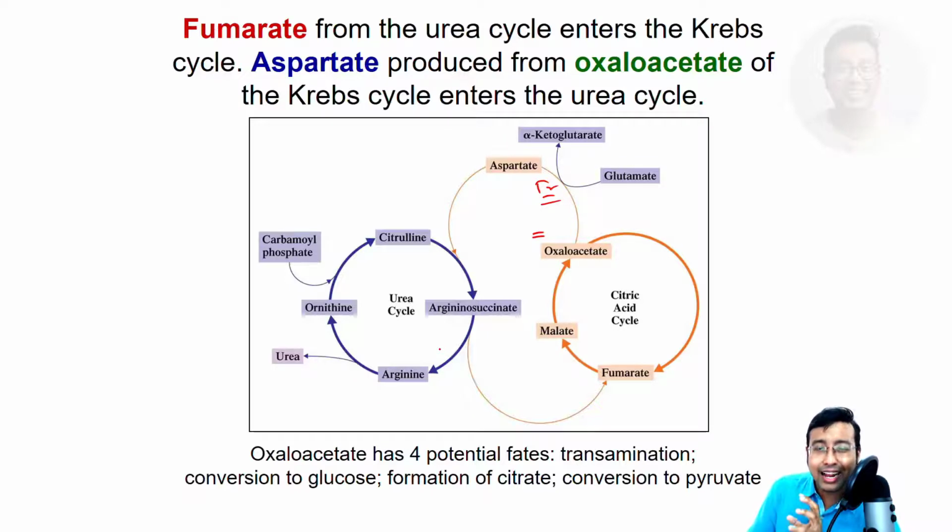The examiner can ask you another question, what is the fate of oxaloacetate? Okay, OAA. So oxaloacetate, if we combine our knowledge from both carbohydrate metabolism and protein metabolism, now we can say oxaloacetate has got 4 potential fates. Number 1, transamination to form aspartate. Okay, it can be converted to glucose via gluconeogenesis. Okay, it can lead to formation of citrate via the TCA cycle, right? And it can also lead to formation of pyruvate via gluconeogenesis.